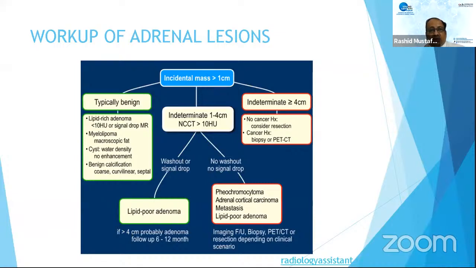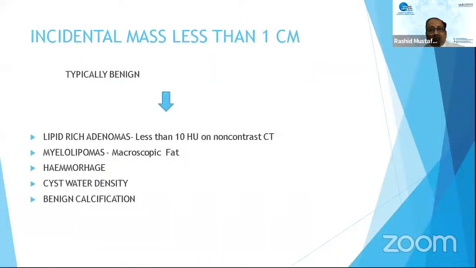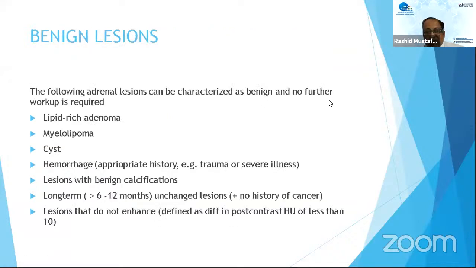Masses which are less than 1 centimeter are typically benign. They may be cysts. These are long-term unchanged lesions and lesions which do not enhance.